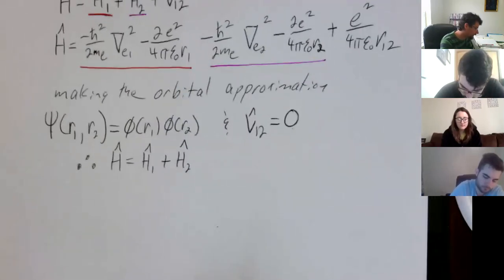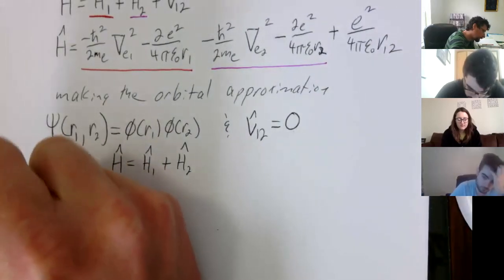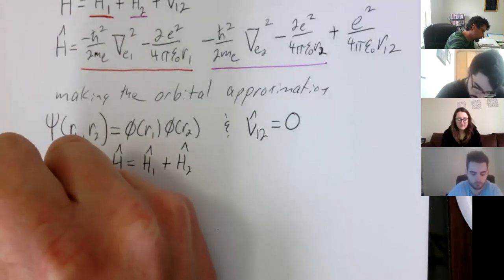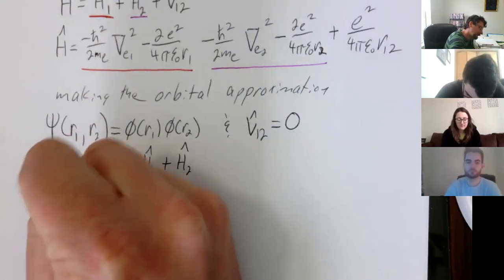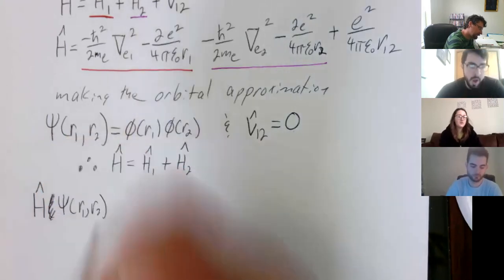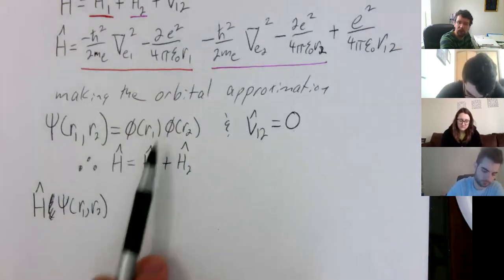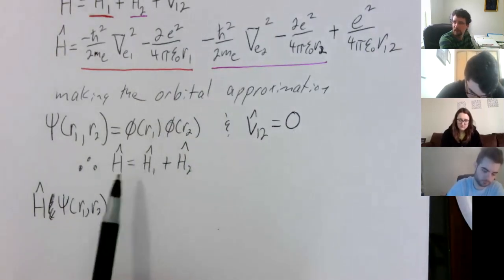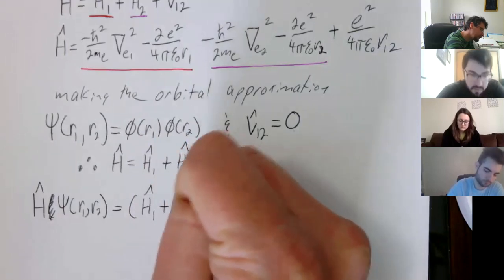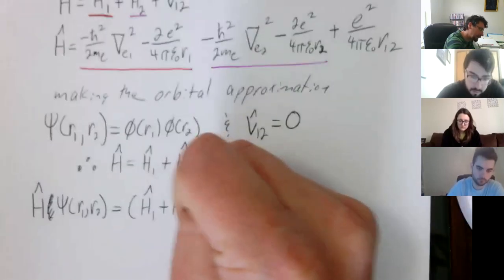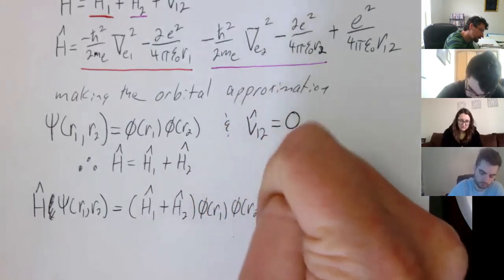Cool. All right, so now let's show that this can actually be done. We take H of our wave function. Oops, we don't need a parenthesis there. Okay, now let's sub in what we're approximating. We have this orbital wave function, and we said our Hamiltonian is just made up of these two components. We have H1 hat plus H2 hat operates on phi R1 by phi R2.